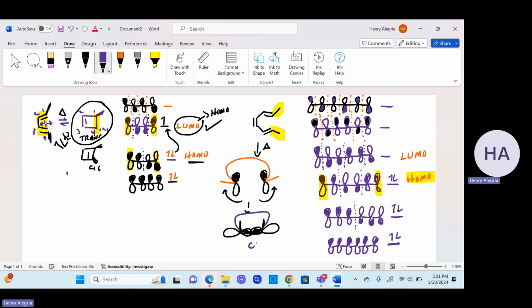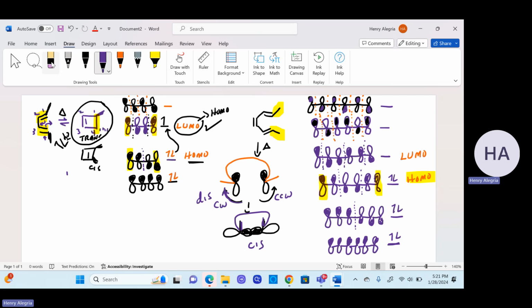So notice that I get a cis because the two methyl groups are pointing the same direction. And here I rotate clockwise on the left and counterclockwise on the right. So which type of rotation did I do? I did a disrotatory rotation.